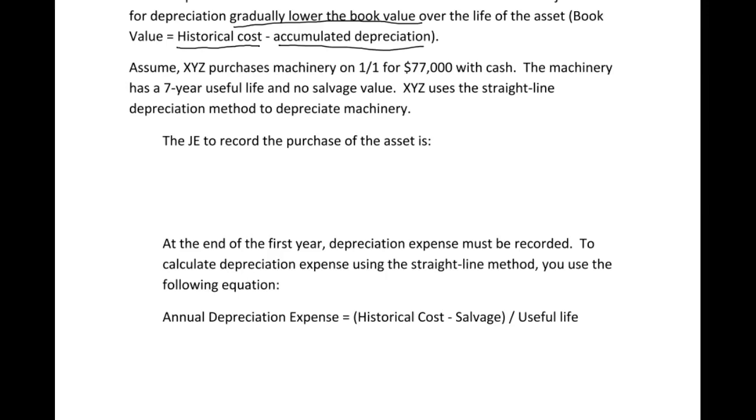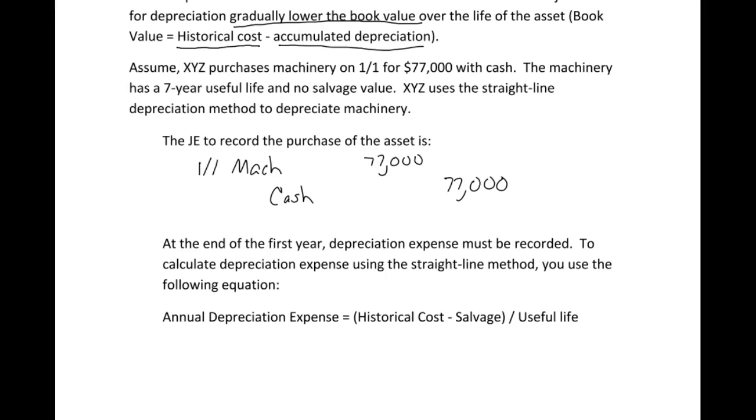So when we buy the asset, remember we just said when we purchase a fixed asset, we don't debit an expense, we debit the asset account. On January 1, we're buying machinery. So we'd put that on the books for $77,000, and we're paying cash. That would be our journal entry to record the purchase of the asset.